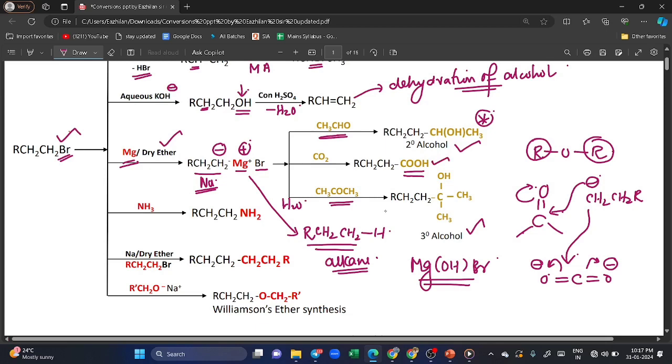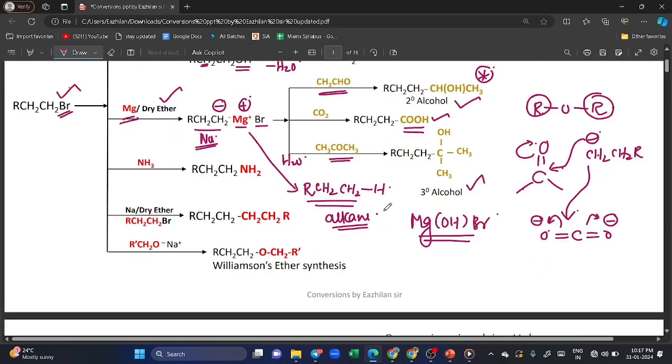Then if it is asked to convert a given haloalkane to amines, it's very simple. You take ammonia gas and react it with the given haloalkane. Ammonia being a neutral nucleophile, you will get an amine. So this is also simple.